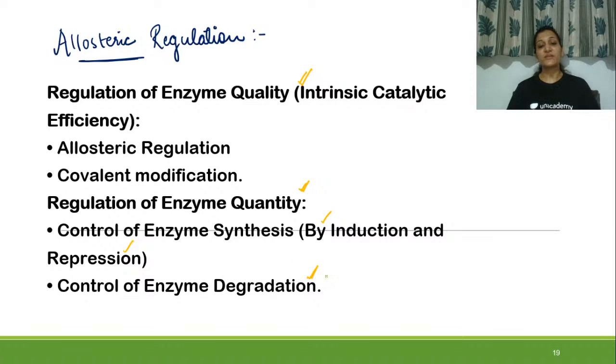Every enzyme will have its own half-life. So if an enzyme is produced, for how much time it will be there, that will be determined through enzyme degradation, and how much it should be formed will be covered under regulation of enzyme quantity. The first thing, regulation of enzyme quality, is called the intrinsic catalytic efficiency. It is of two types, allosteric regulation and covalent modification. Now, in today's class, we are talking about allosteric regulation.